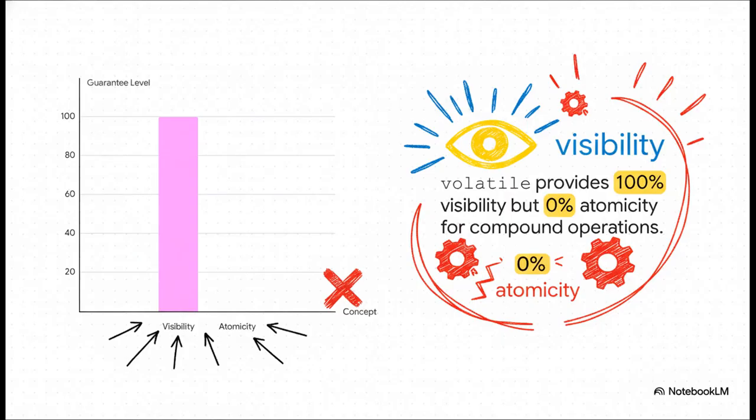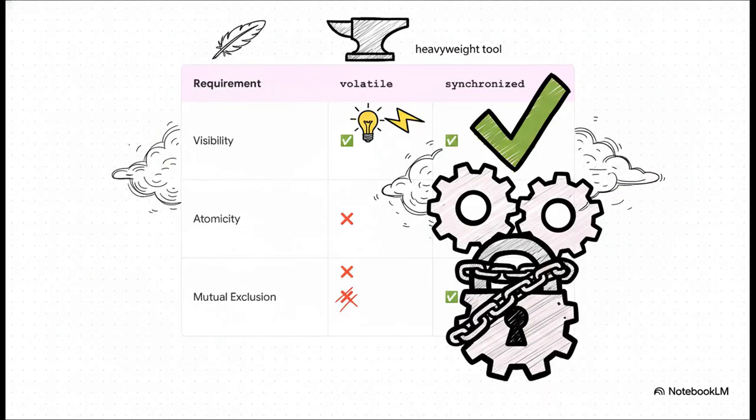So, let's make this crystal clear. With volatile, what do you get? You get 100% visibility, guaranteed. What don't you get? You get 0% atomicity for those compound read, modify, write operations. And this table just lays it all out. It really shows why volatile can't replace a synchronized block. See, synchronized is the whole shebang. It gives you visibility, sure, but it also gives you atomicity for entire blocks of code and mutual exclusion, meaning only one thread can be in that block at a time. Volatile is a much lighter, more specialized tool.